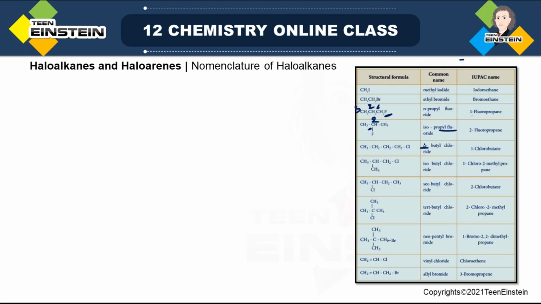Then the fifth one, it is very simple, 4 carbon chain, butyl. Why n? Because it is a linear chain, there is no branching. But the position of chlorine in case of IUPAC, it is 1, so it is 1-chlorobutane.